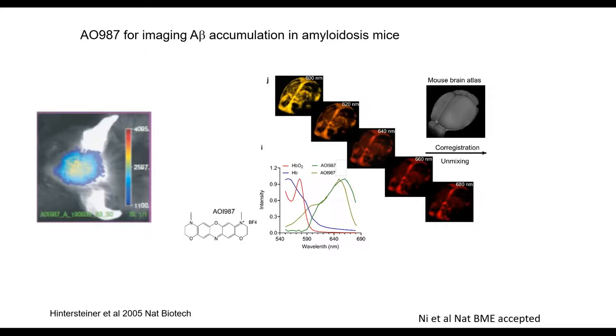Next, we also investigated another oxazine-based probe called AOI987. This probe similarly has quite high absorbance at around 640. As you see on the left side of the image, this is from the original study published in 2005 using near infrared, which gives you only 2D information.